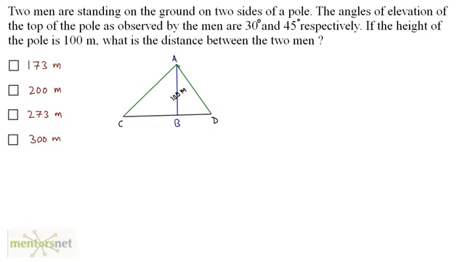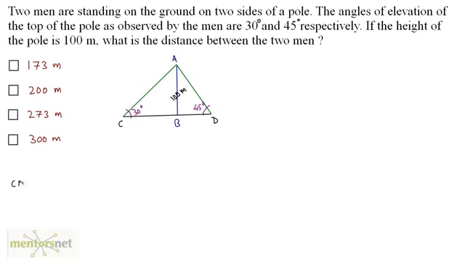Now, the top of this pole, that is this A, makes an angle of elevation with C as well as D. These angles of elevations are 30 degrees and 45 degrees. So we can say that this is 30 degrees and this angle is 45 degrees, right? What we want is the distance between the two men, that is CB plus BD, right?